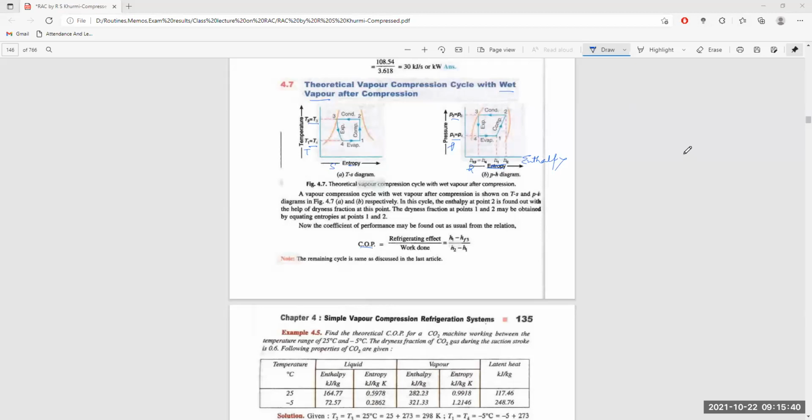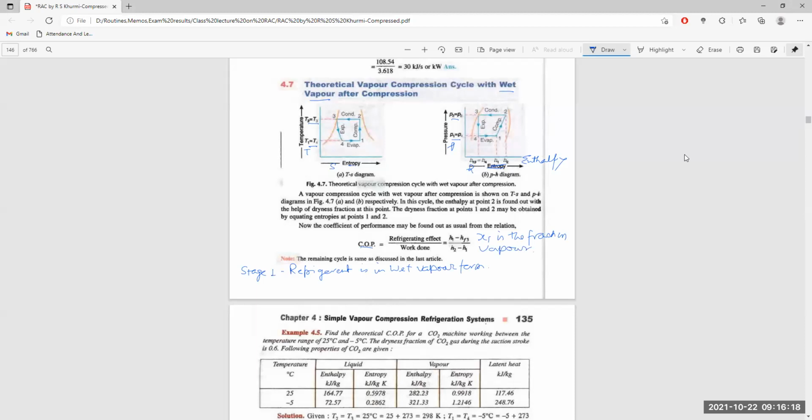okay. So at stage 1, we have wet vapor refrigerant, which means a certain percent of it, say X1, is the fraction of vapor.